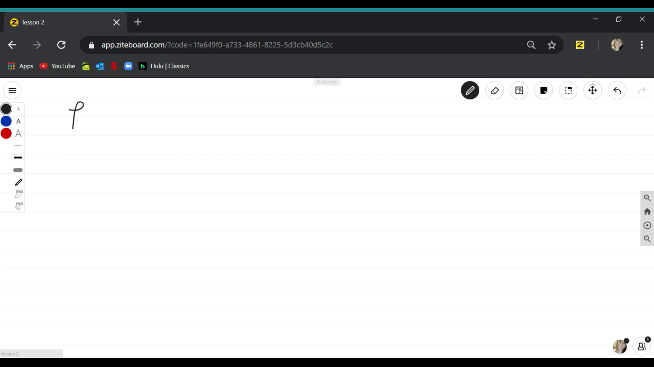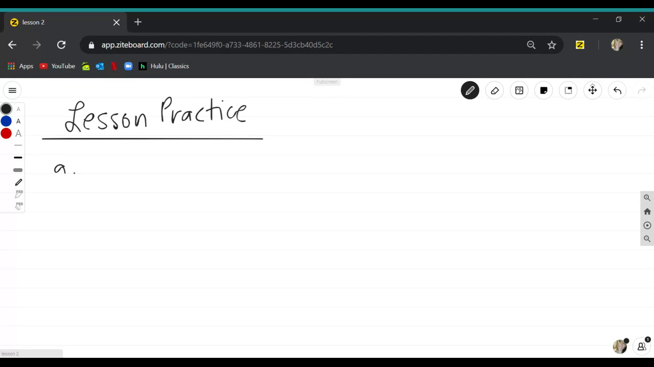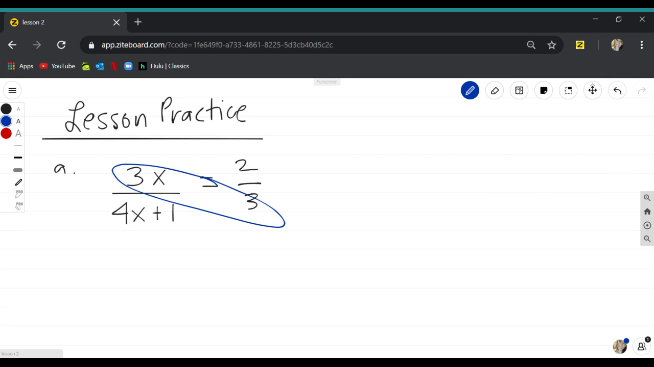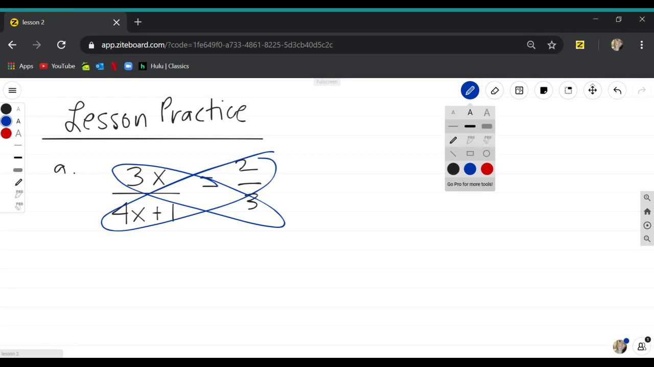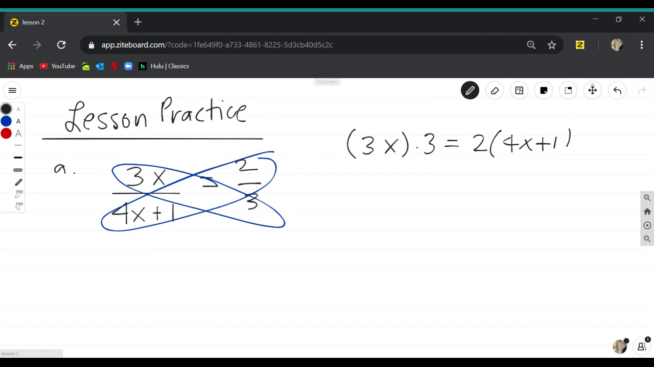Okay, let's go ahead and take a look at an example from your lesson. I'm gonna put this right here, lesson practice. Okay, so one of your lesson practices, number 8, says solve and check. So we did the same thing again. So 3x over 4x plus 1 is equal to 2/3. So the first thing is we're going to cross multiply. So we have 3x times 3 is equal to 2 times 4x plus 1.